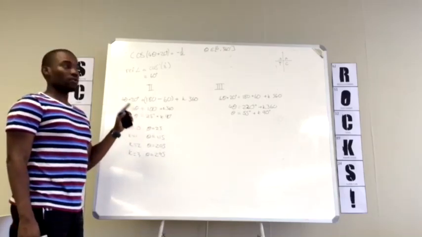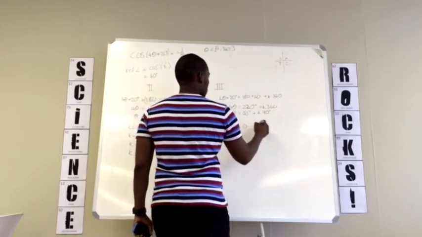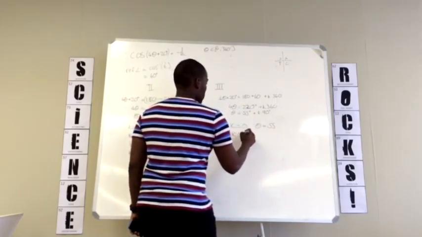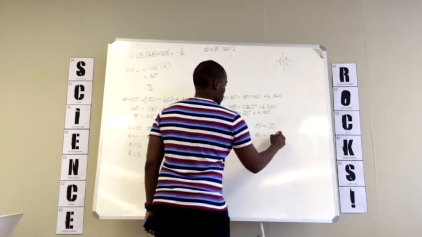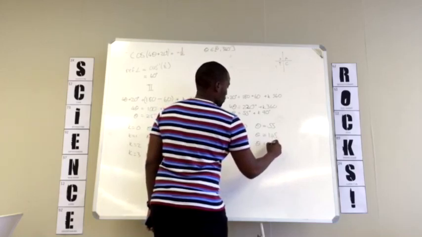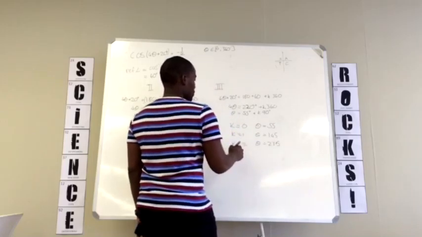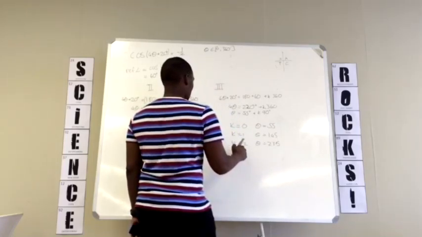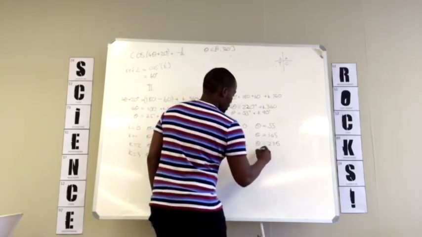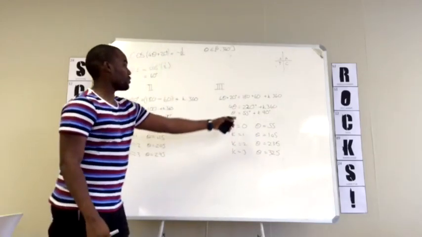Cool. Let's check the other one quickly. When K is equal to 0, theta is equal to 55. When K is equal to 1, theta is equal to 145. When K is equal to 2, theta is equal to 235. When K is equal to 3, theta is 325. K is equal to 4 is beyond my range. K is equal to negative 1 is beyond my range.